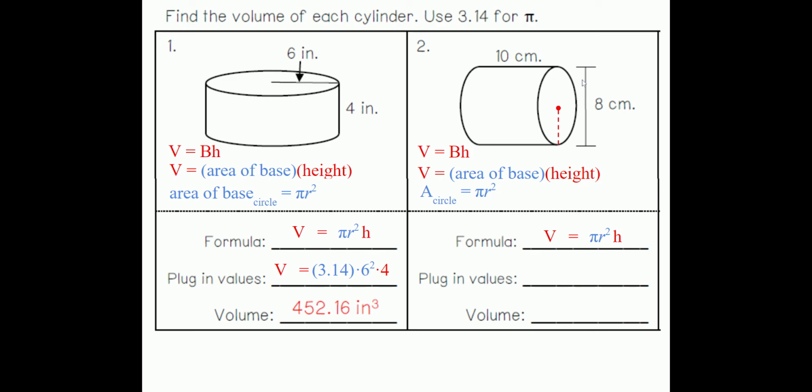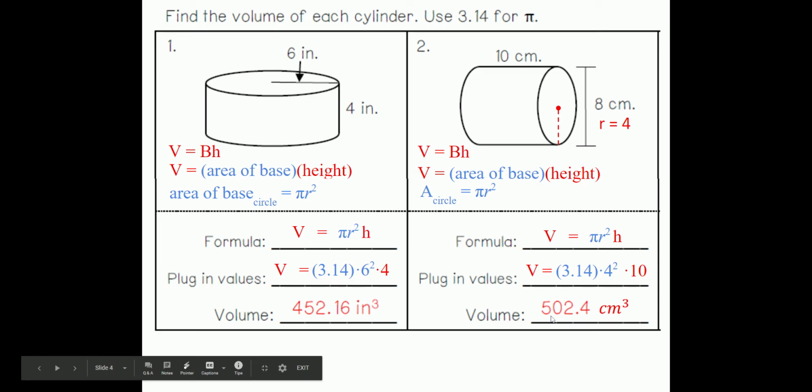So if the whole thing is 8, we know the radius should be 4, because 4 is half of 8. So let's go ahead and plug in our values. We don't know V. We do know pi, which we're going to use 3.14. We do know our radius now, which is going to be 4. We're going to square that. And we know our height, which is 10. So we're replacing h with 10. We're going to multiply that out. 3.14 times 4 times 4 times 10, which is 502.4 centimeters cubed.